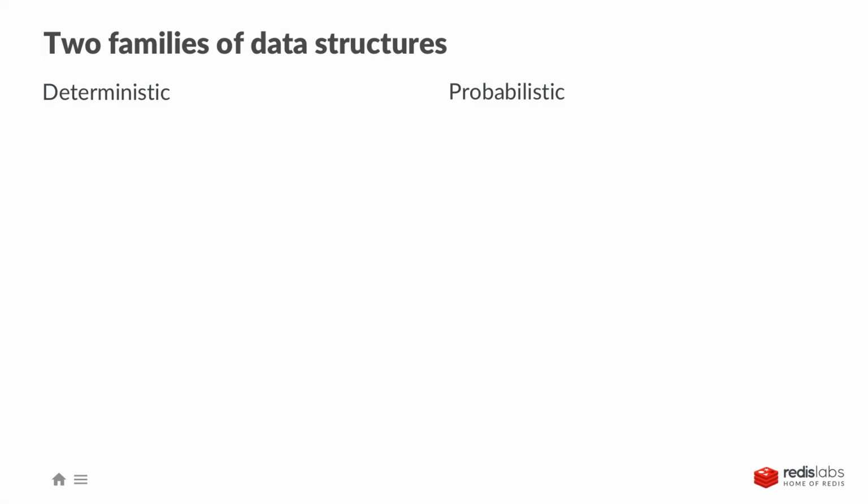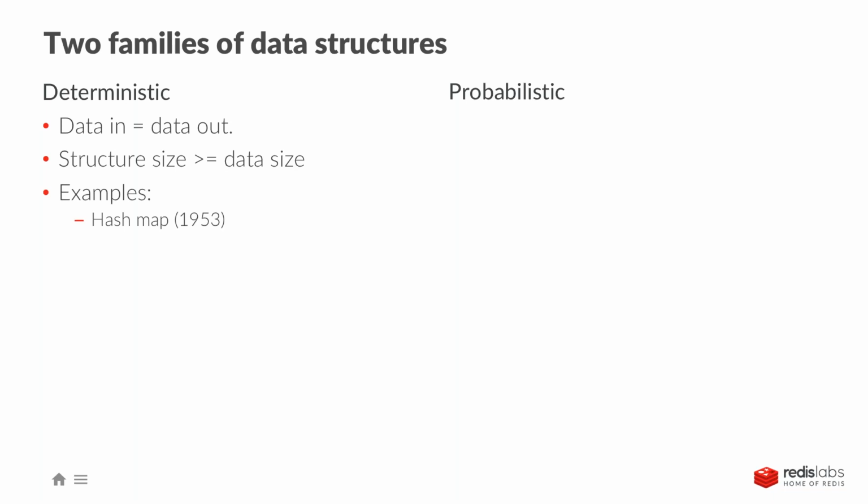You have two different families of data structures: deterministic and probabilistic data structures. Deterministic are what you're familiar with. You put data into a deterministic data structure and you get it out. The structure size is greater than or equal to the data size. This makes sense. There's some overhead, so you have to have that. And then you have some examples of these. These will be familiar from your CS 101 classes.